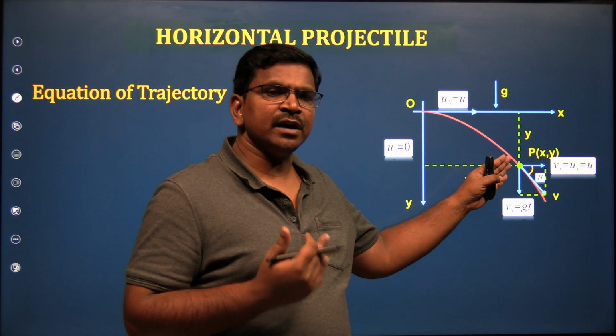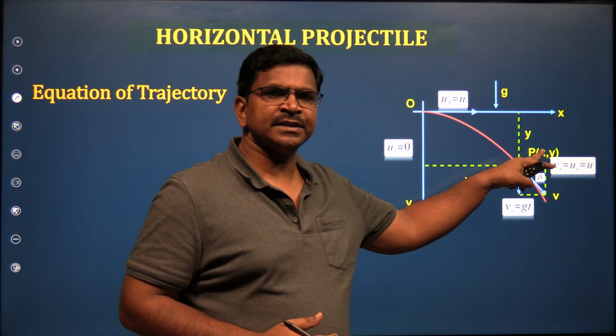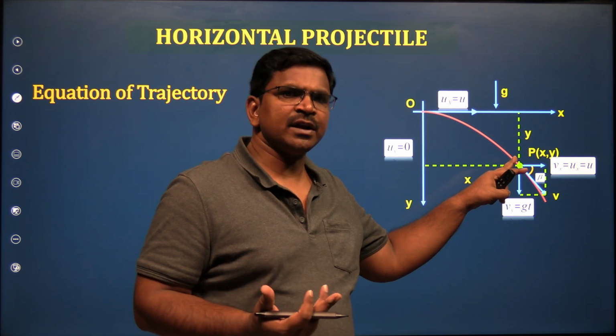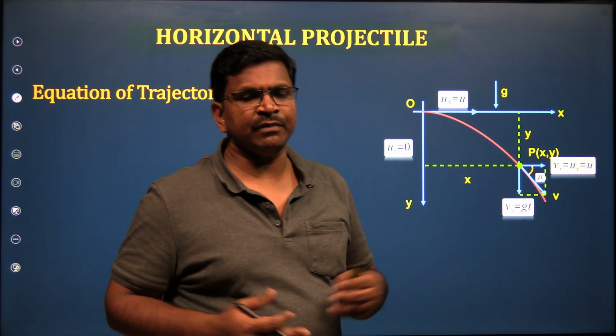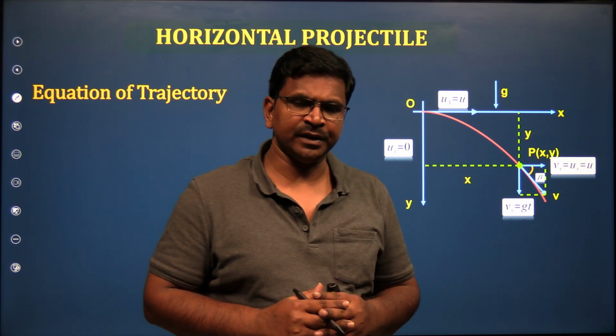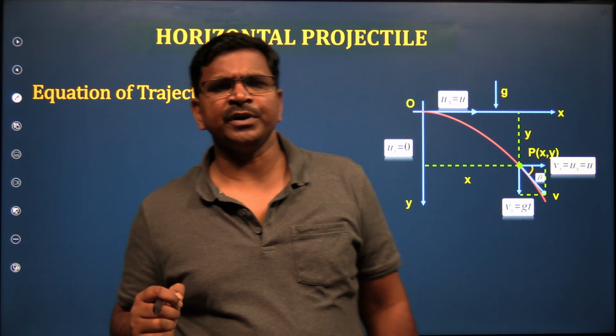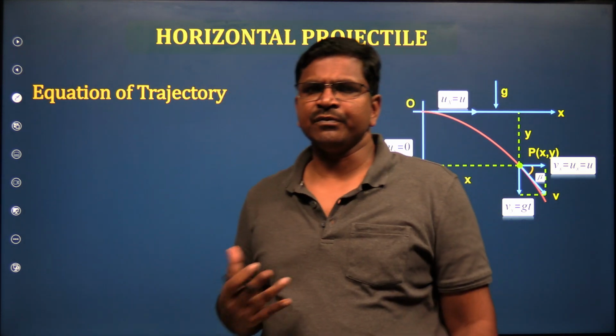If you observe any arbitrary point P at a distance x comma y at a time t, the velocity at that time will be v, making an angle beta with the x axis, and I can resolve that vector into two components vx and vy. So this is the basic idea regarding horizontal projectile. The most important topic is the trajectory, the equation of trajectory.